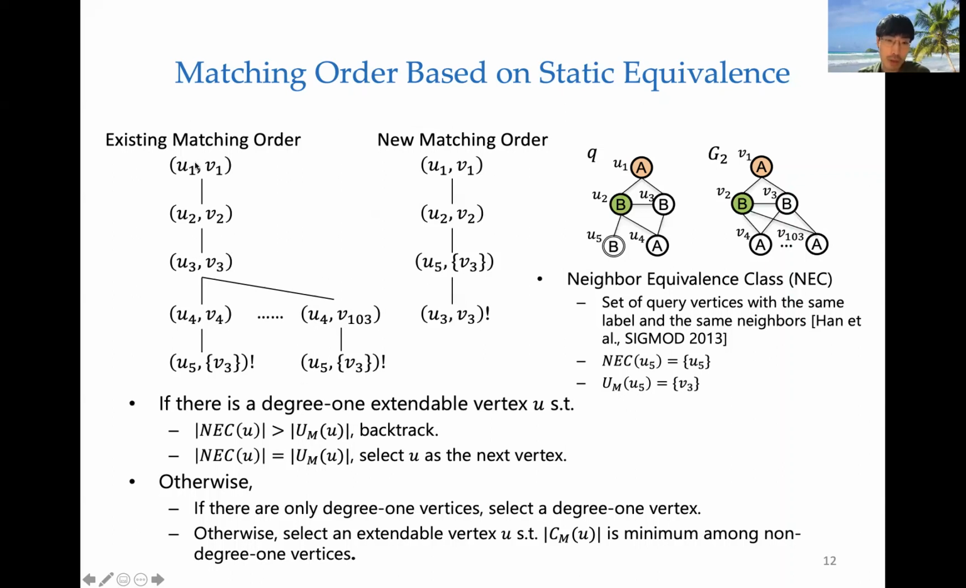So what we did is we first compute equivalent degree-one vertices, meaning query vertices with the same label and the same neighbors. And we also compute their unmapped extendable candidates. So if the number of candidates is smaller, then we map these equivalent degree-one vertices as early as possible.